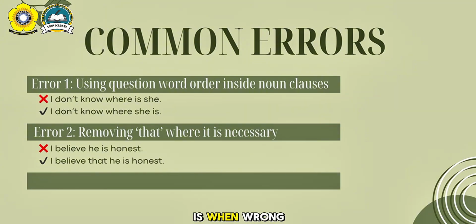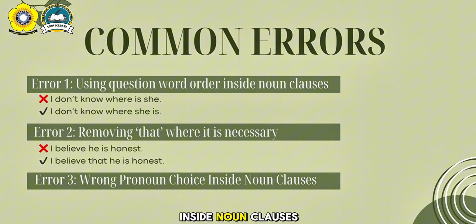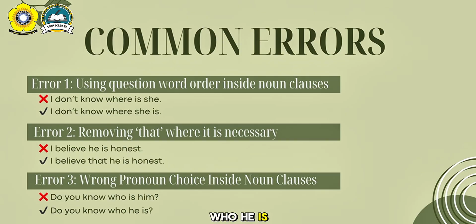The third error is wrong pronoun choice inside noun clauses. Another common mistake is choosing the wrong pronoun because learners try to follow question grammar instead of normal sentence grammar. So, if you say, do you know who is him? This is wrong because him cannot be used after linking verbs like is or are. So instead, we use, do you know who he is? So remember, inside a noun clause, pronouns follow normal noun or pronoun rules, not question rules.